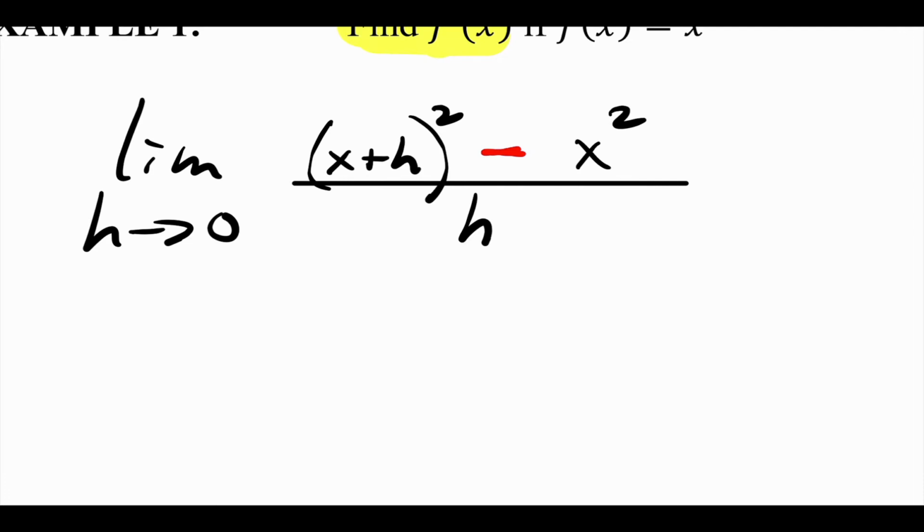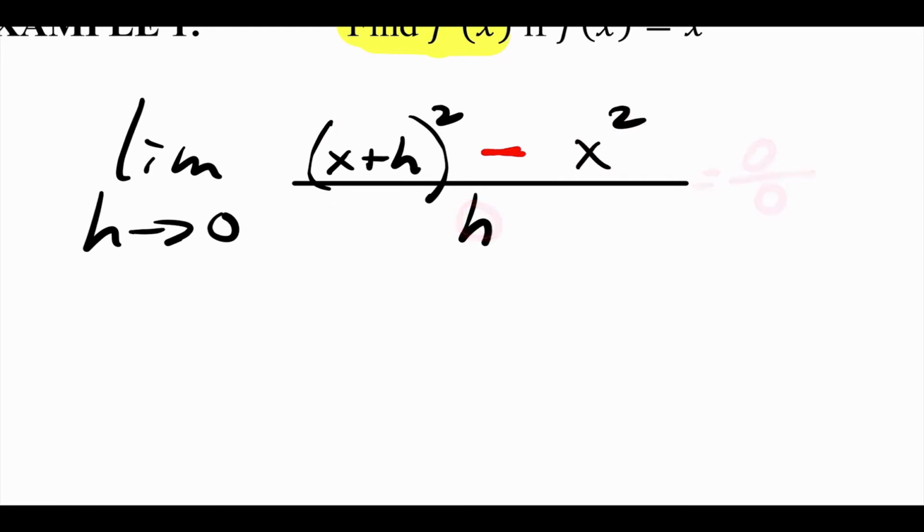So what do I get when I plug in 0? What am I plugging in 0 for? h. Good, not x. h, right? So if I plug in 0 for h, what do I get up here? x plus 0, which is just x, right? So x squared minus x squared. What's x squared minus x squared? 0. So I get 0 on top and 0 on bottom.